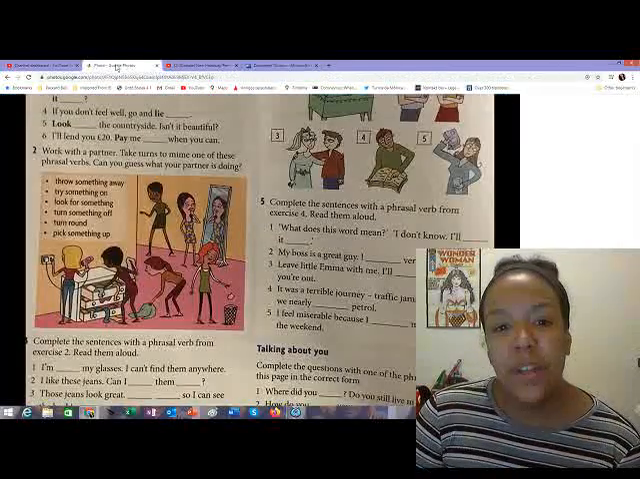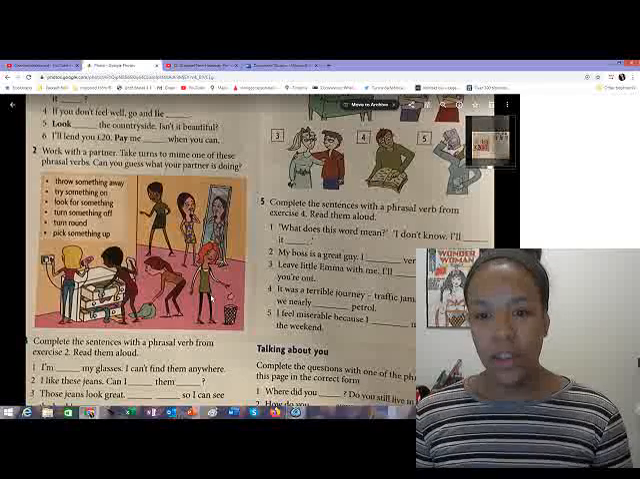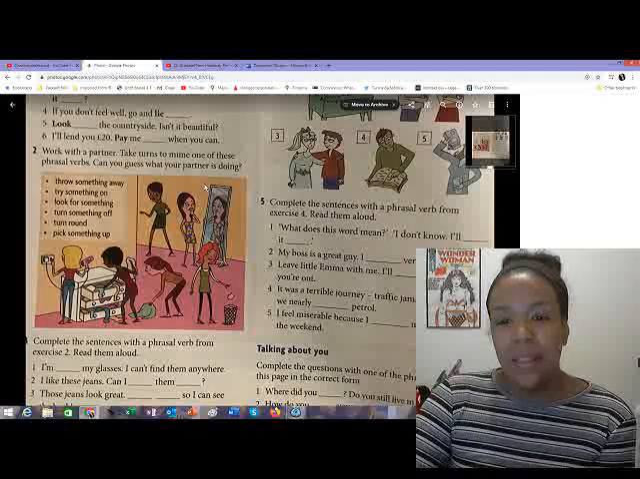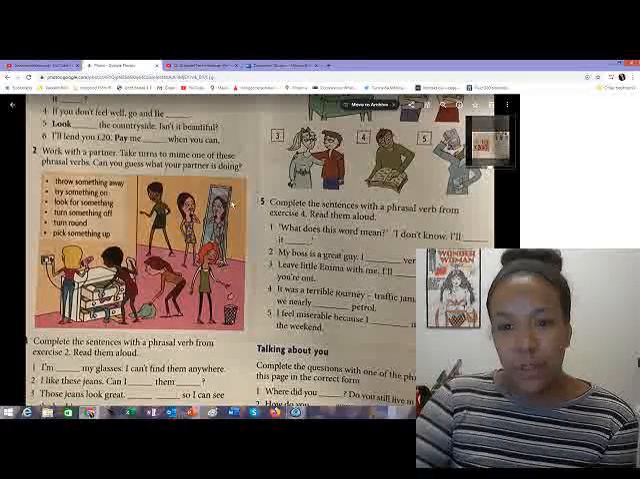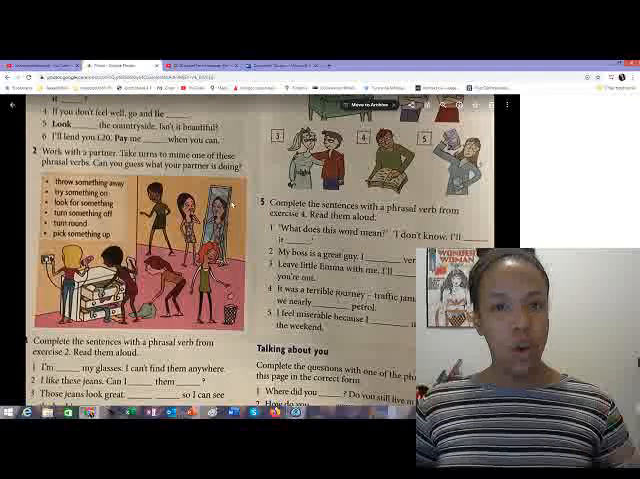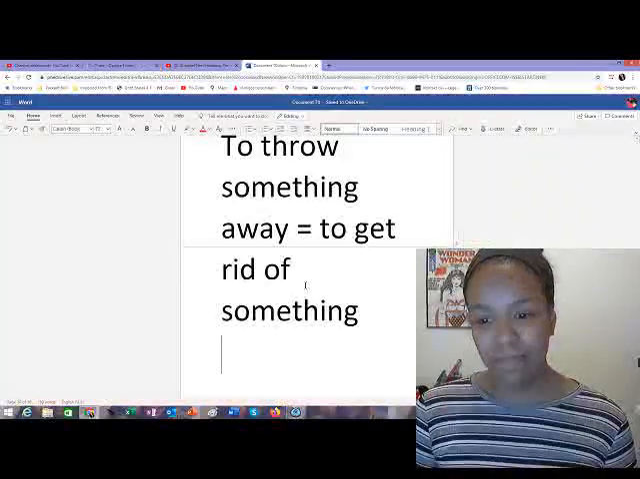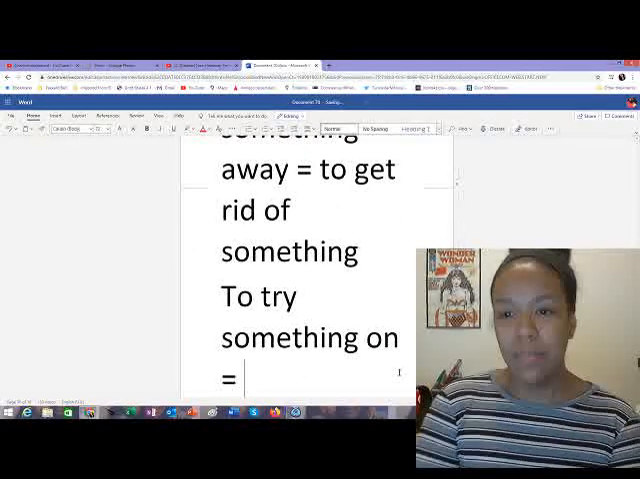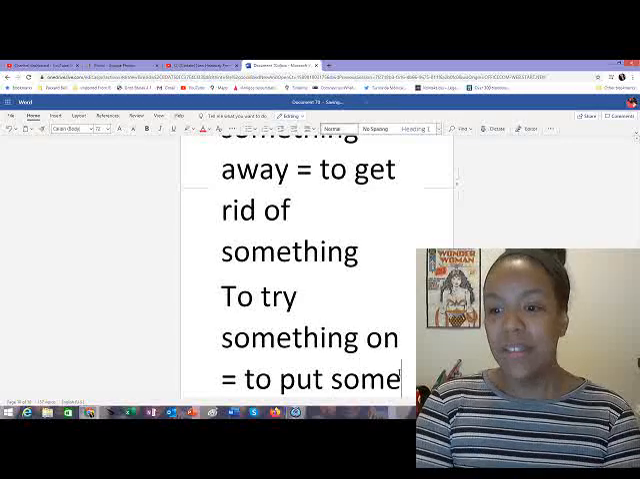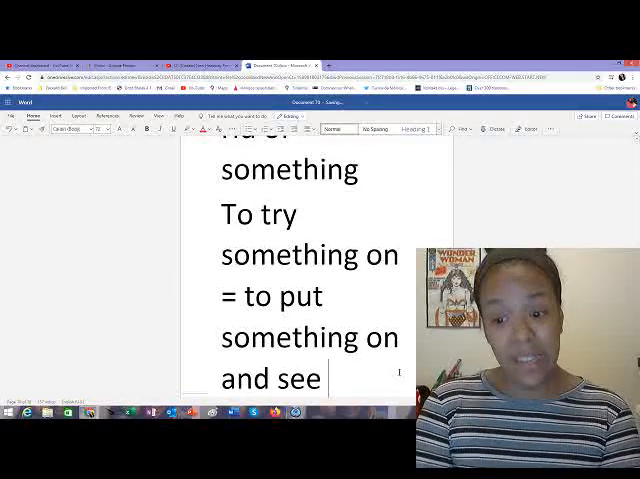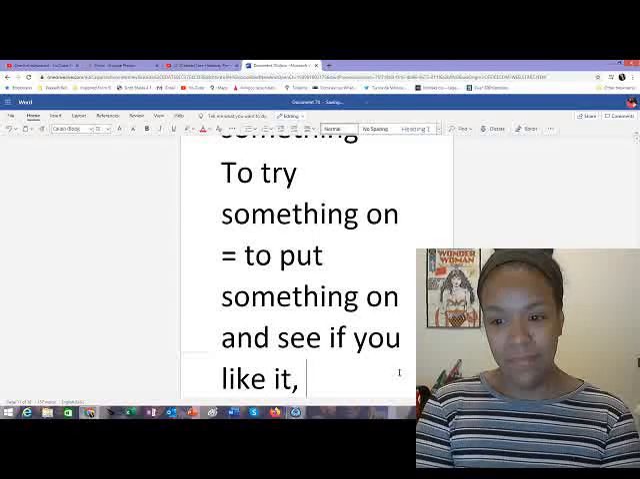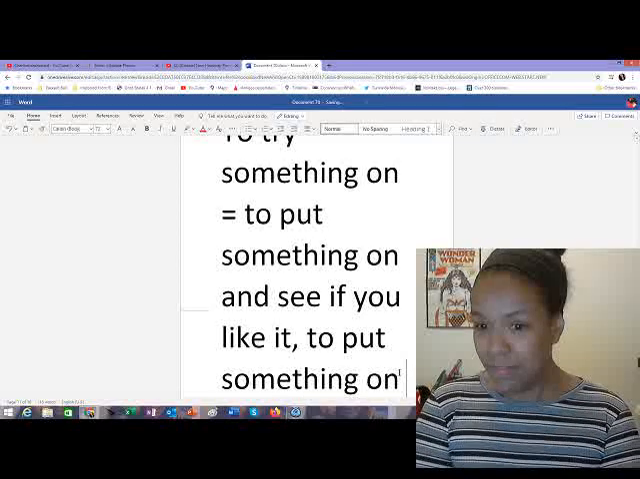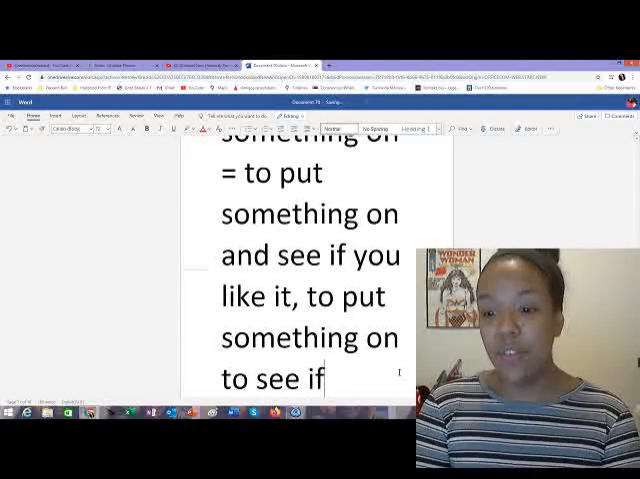The next one, to try something on. If you look at this picture, there is a lady here looking in the mirror. She's trying on a dress. So to try something on, to put something on and see if you like it, or to put something on to see if it fits.